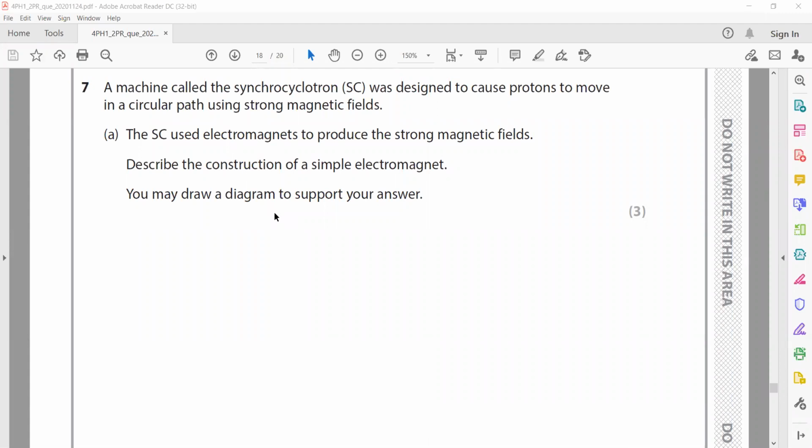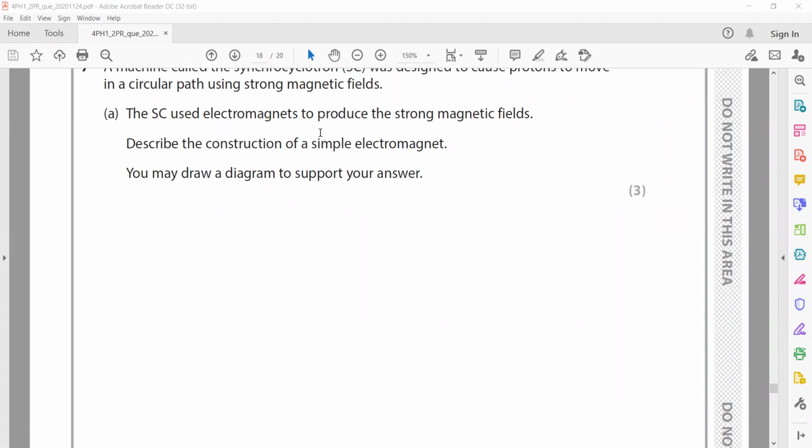A machine called a synchrocyclotron (SC) was designed to cause a proton to move in a circular path using strong magnetic fields. SC used an electromagnet to produce a strong magnetic field. Describe the construction of a simple electromagnet. You may draw a diagram to support your answer.